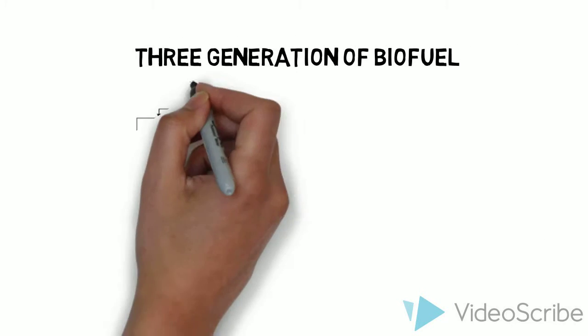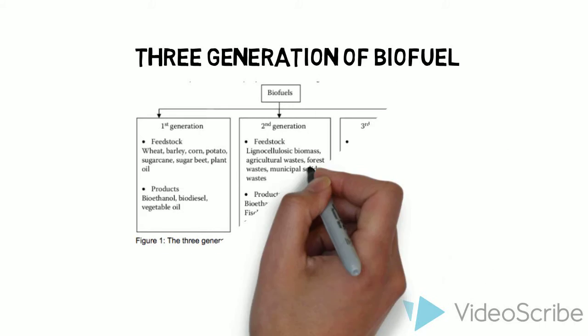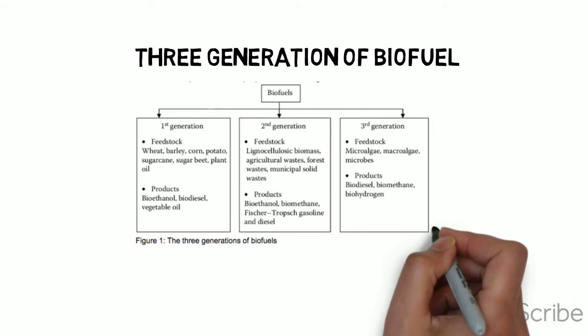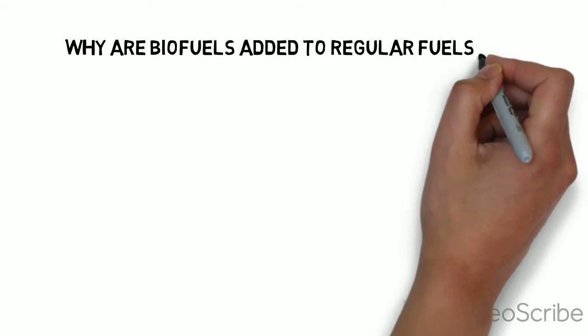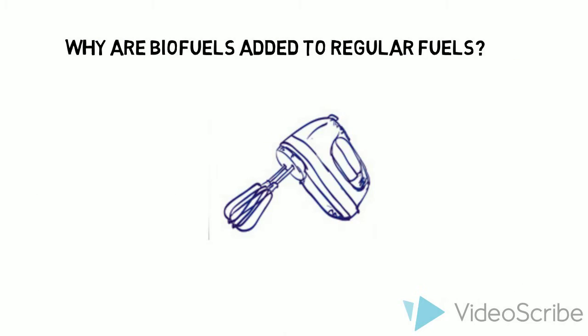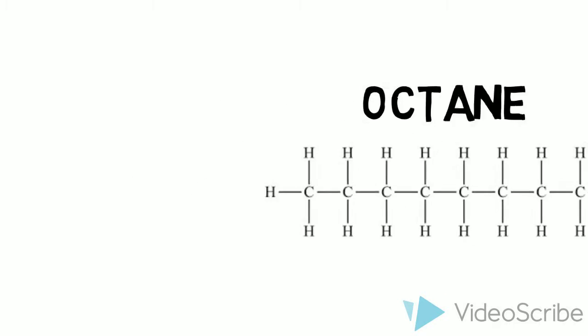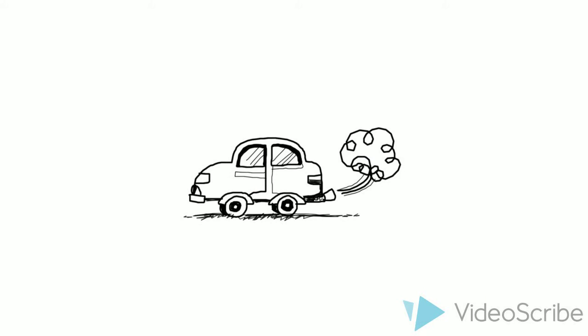The first one is from food crops, the second one is cellulosic biomass, and the third one is produced from lipid production from algae. Why are biofuels added to regular fuels? Much of the gasoline is blended with a biofuel such as ethanol. It is used as a blending agent to increase octane, which consequently cuts down carbon monoxide and other smog-causing emissions.